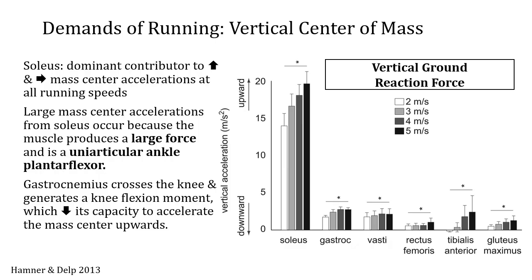And here's a proportionate visual of what I showed on the last screen. We have vertical acceleration on the y-axis, and we have the different muscle groups shown on the x. Once again, it's almost 10x what we see from the soleus contribution compared to any other muscle at any one running speed.